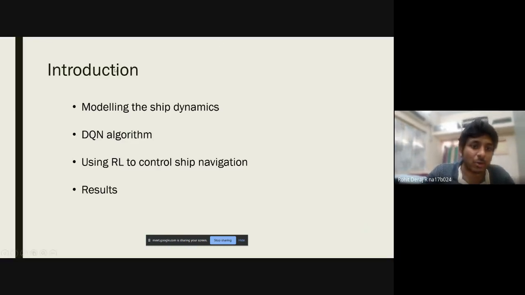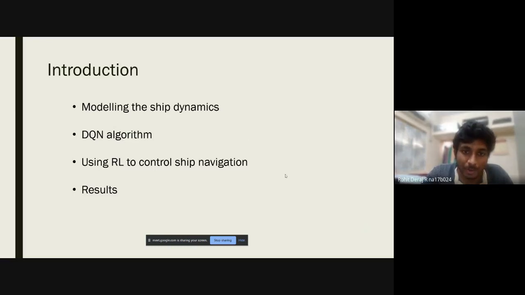First, let's see how I'm modeling the ship dynamics, and then I'll explain the DQN algorithm. This is the RL algorithm that I'm using. Later we'll see how I'm using this algorithm for the case of ship navigation, and finally we'll discuss the results.